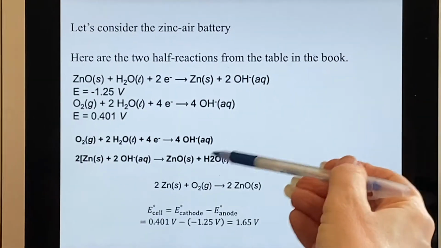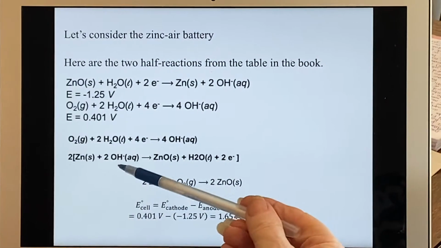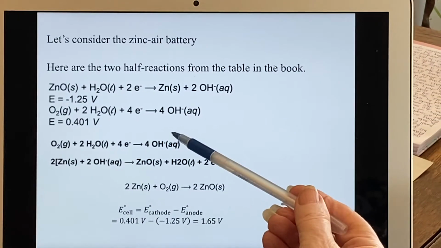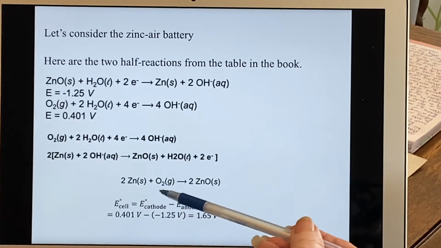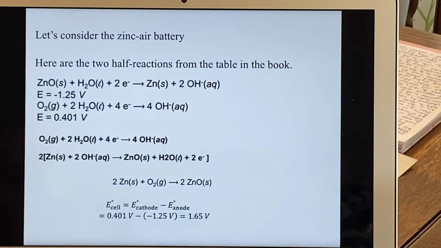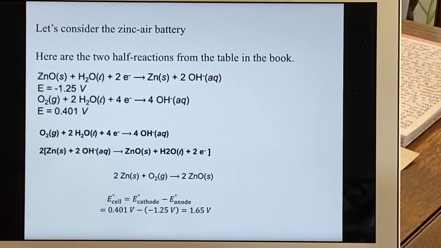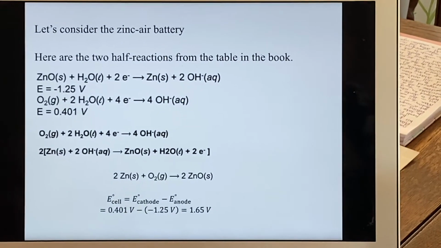And if you start adding all this up, you see that the electrons are going to cancel, the hydroxide cancels, even the water ends up canceling, and you're just left with this as the reaction overall. A lot of stuff going on inside the battery that we don't pay much attention to until we start studying this chapter.